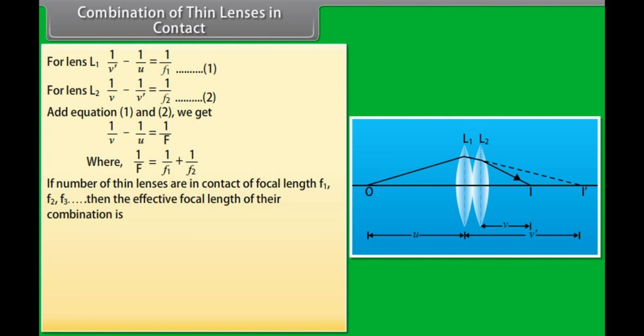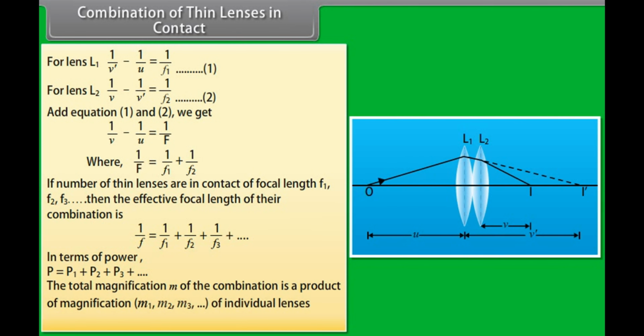If a number of thin lenses of focal lengths f1, f2, f3 are in contact, then the effective focal length of their combination is 1/f is equal to 1/f1 plus 1/f2 plus 1/f3 and so on. In terms of power, P is equal to P1 plus P2 plus P3 and so on. The total magnification M of the combination is the product of magnifications M1, M2, M3 and so on of the individual lenses. M is equal to M1 M2 M3.